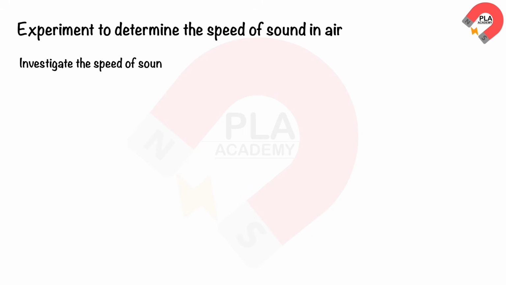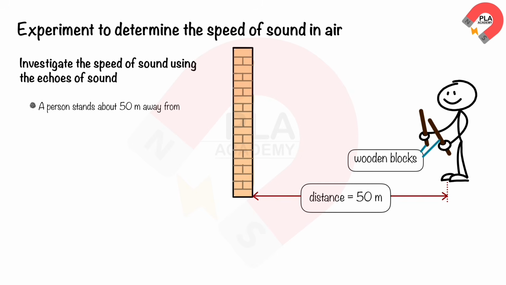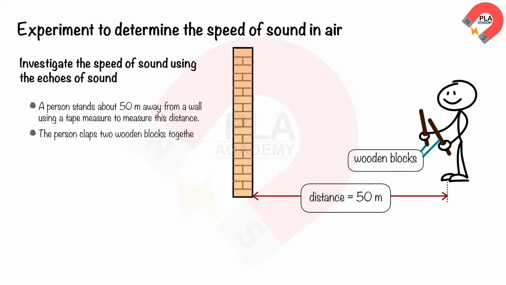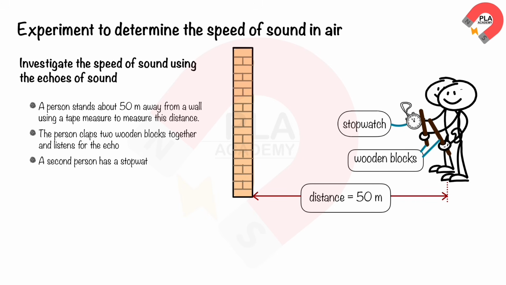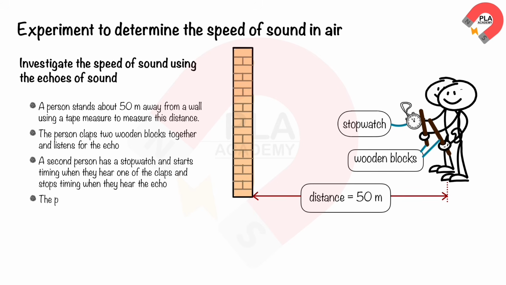Investigate the speed of sound using the echoes of sound. The echo of sound is caused by the reflection of sound. A person stands about 50 m away from a wall, using a tape measure to measure this distance. The person claps two wooden blocks together and listens for the echo. A second person has a stopwatch and starts timing when they hear one of the claps and stops timing when they hear the echo. The process is then repeated 5 times and an average time calculated.